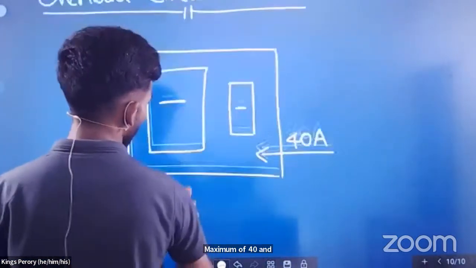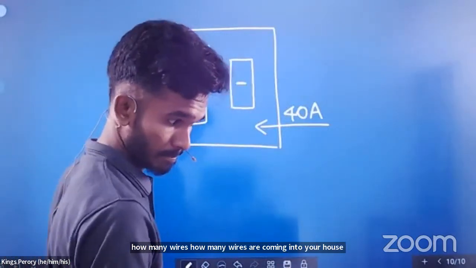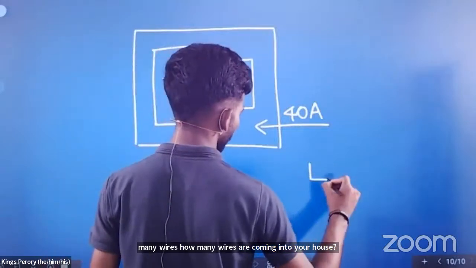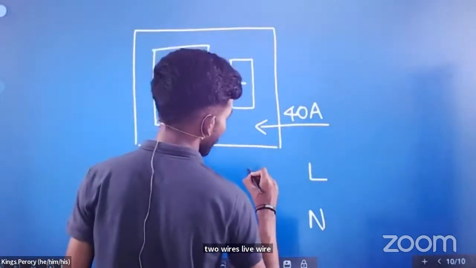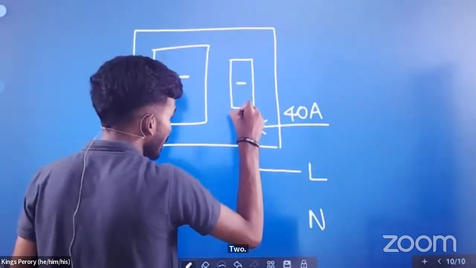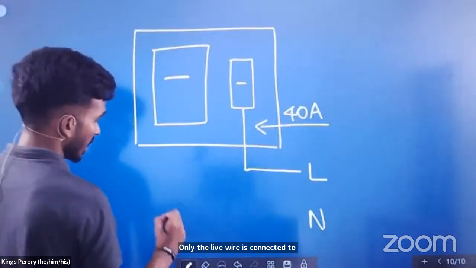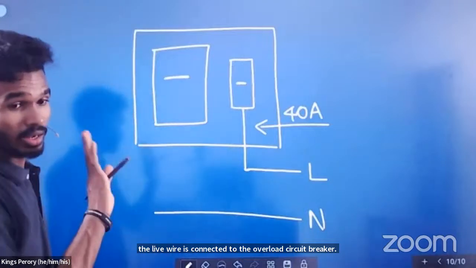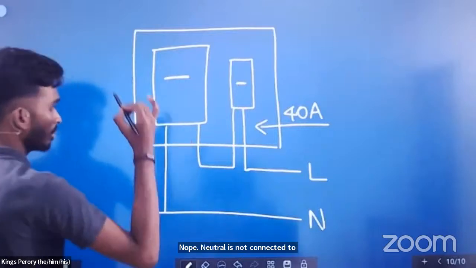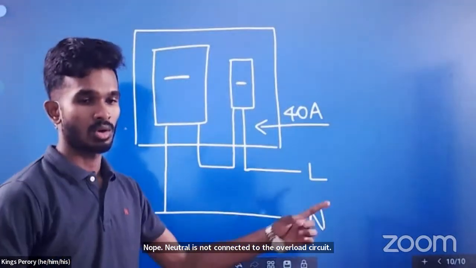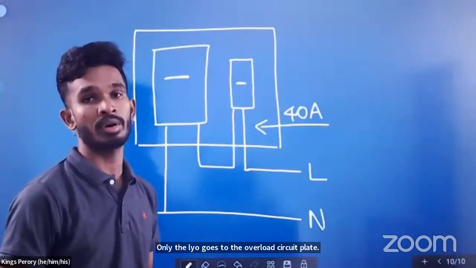Point 2. Now you all tell me, how many wires are coming into your house? Two wires. What are the two wires? Live wire and neutral wire. Remember, only the live wire is connected to the overload circuit breaker. Is the neutral wire connected? No, sir. This is how the wiring goes. Only the live goes to the overload circuit breaker, not the neutral. That's very important.